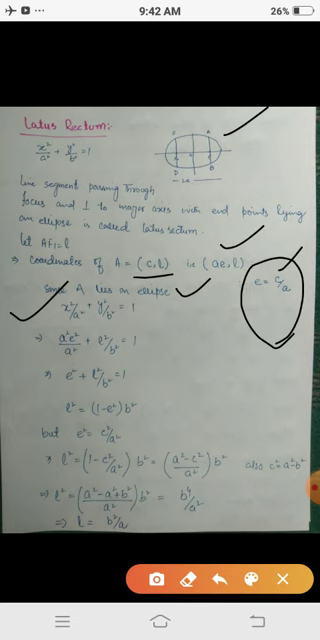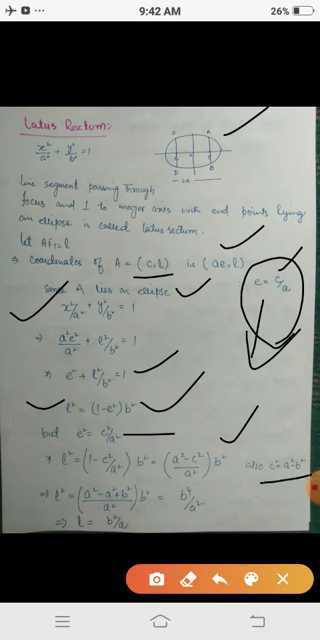So on substituting in this, we simply get e squared plus L squared upon b squared equals 1, which implies that L squared equals (1 minus e squared) into b squared. But again, e equals c upon a, which implies that e squared equals c squared upon a squared. So substituting e squared in this L squared, we get L squared equals (a squared minus c squared) upon a squared into b squared.